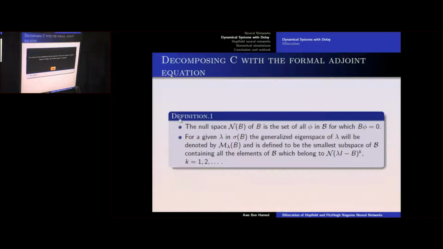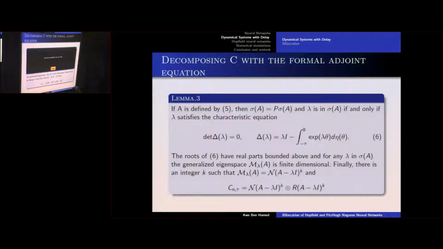We'll finish with definitions. The null space N(B) is the set of all φ for which Bφ is equal to 0. For a given λ in σ(B), the generalized eigenspace of λ will be denoted by M_λ(B).